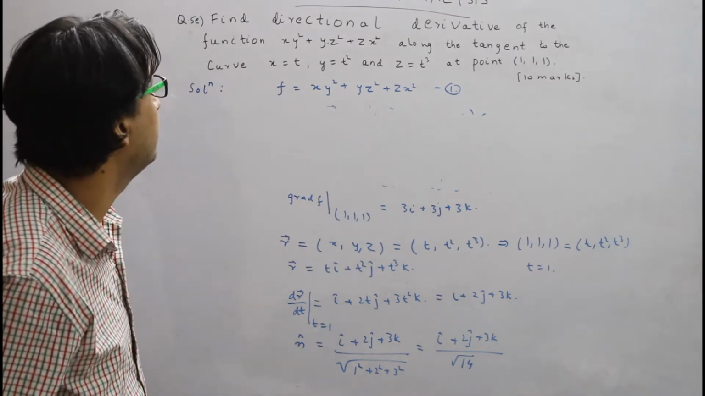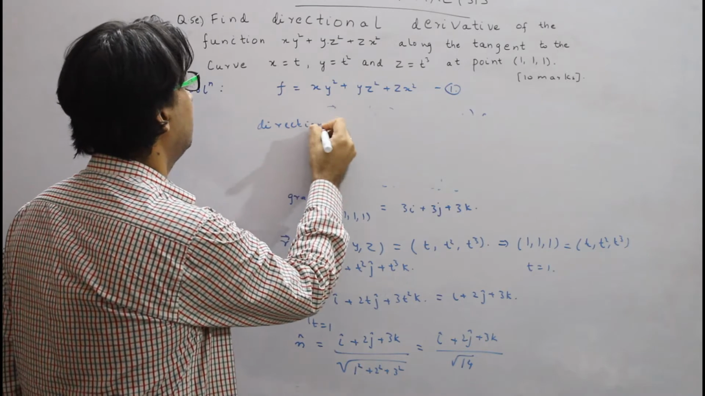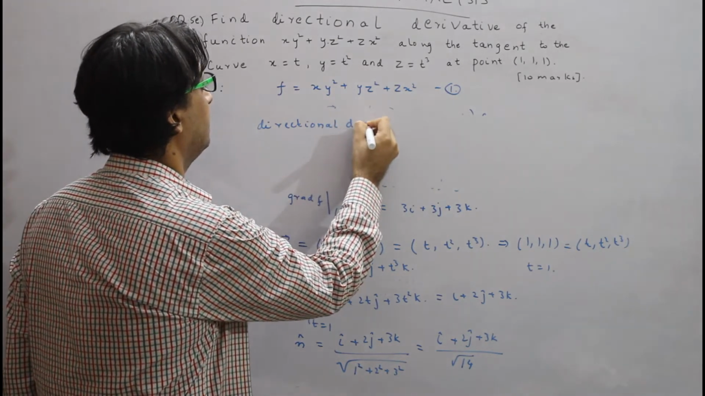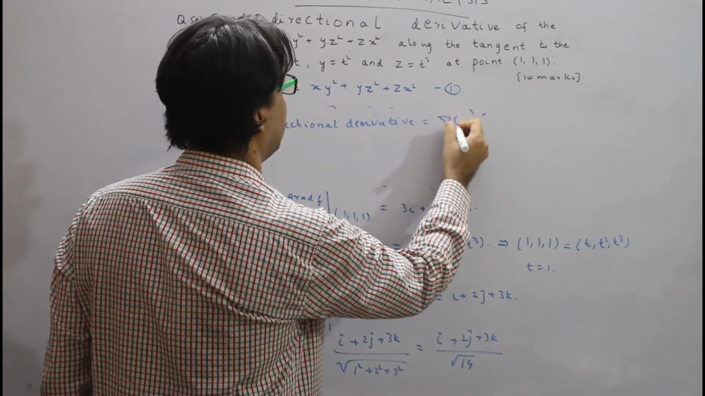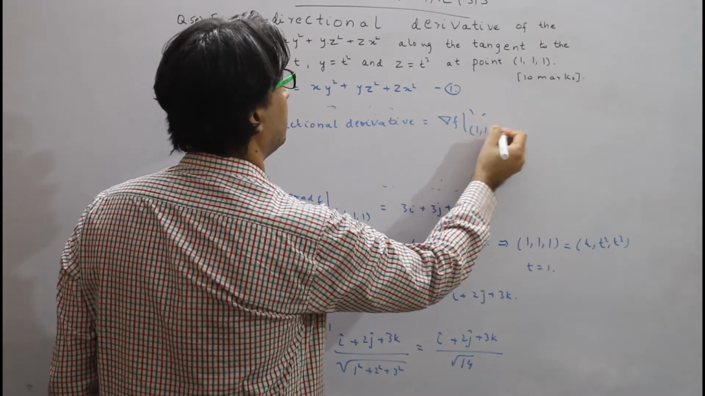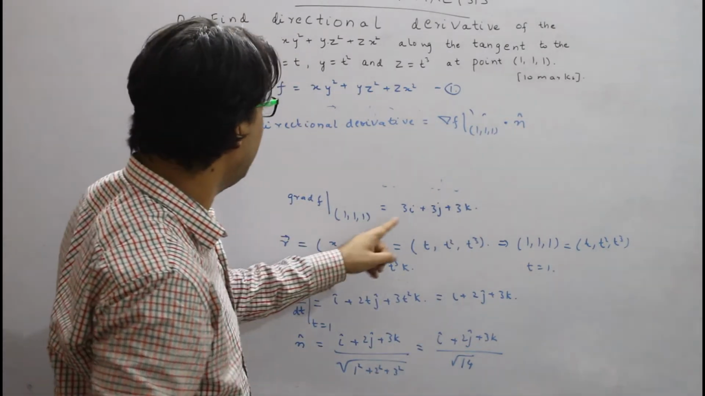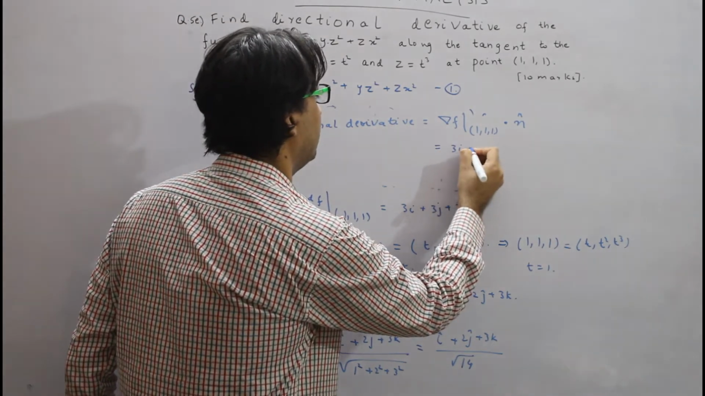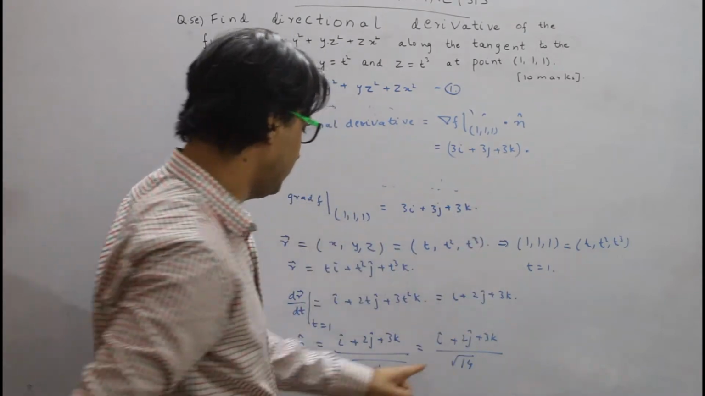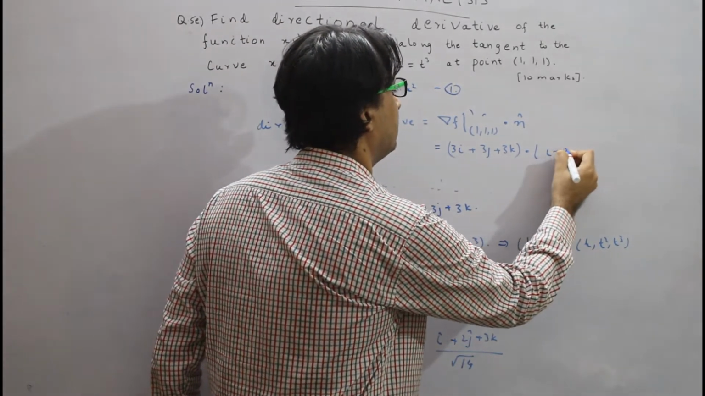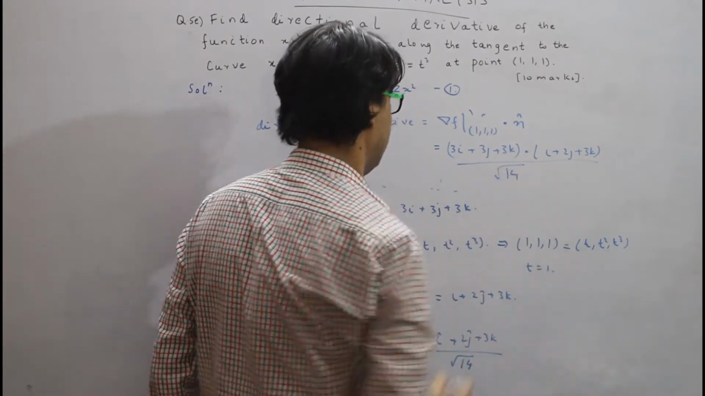So this is going to be the directional derivative. It is our grad of f at this point, dot product with the unit vector. So we have our value: this is 3i plus 3j plus 3k, dot product with i plus 2j plus 3k divided by under root of 14.